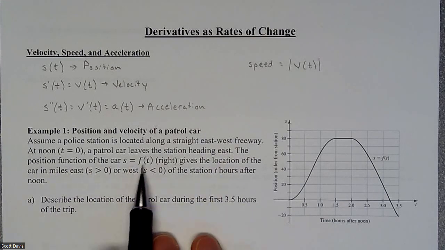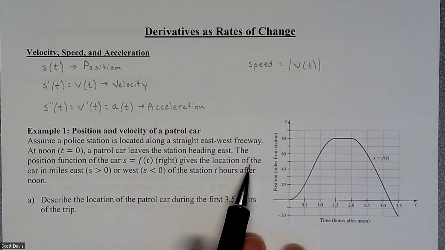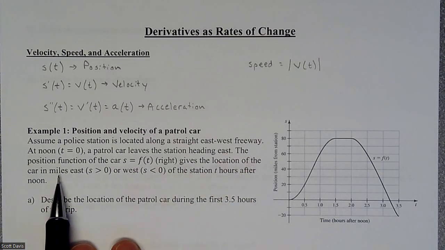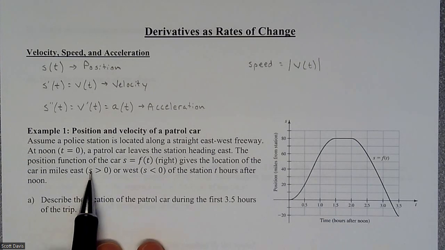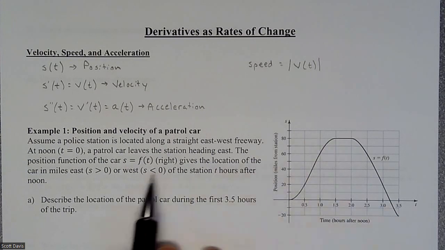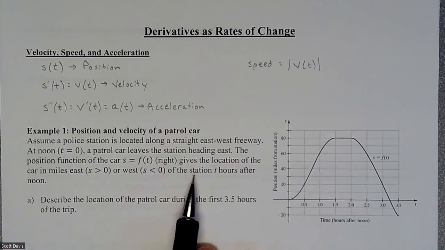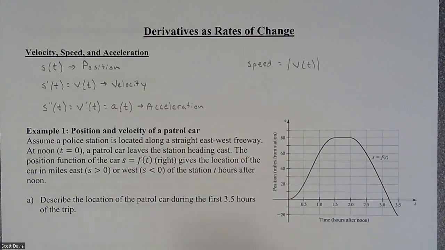Here's our position function, over here to the right. It gives the location of the car in miles east of the station when your position, aka your y value, is greater than 0. So all of these are east of the station. And then it's west if your position is negative, right? If your y value is negative. So that little section is west of the station, t hours after noon. So noon would be time 0.